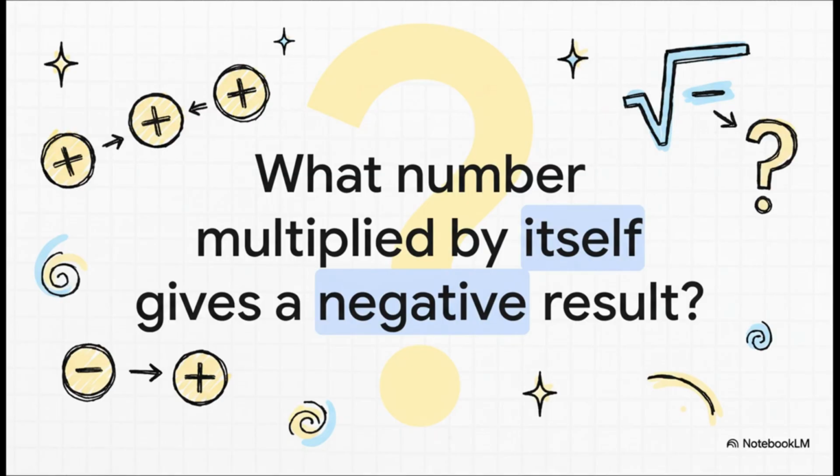So we've figured out how to find the square root of pretty much any positive number you can throw at us. But that leads to one final, kind of mind-bending question. What number, when you multiply it by itself, gives you a negative result? Think about it. A positive times a positive is positive, and a negative times a negative is also positive. So what on earth is the square root of -1? Well, that's a whole other mystery for a whole other explainer.